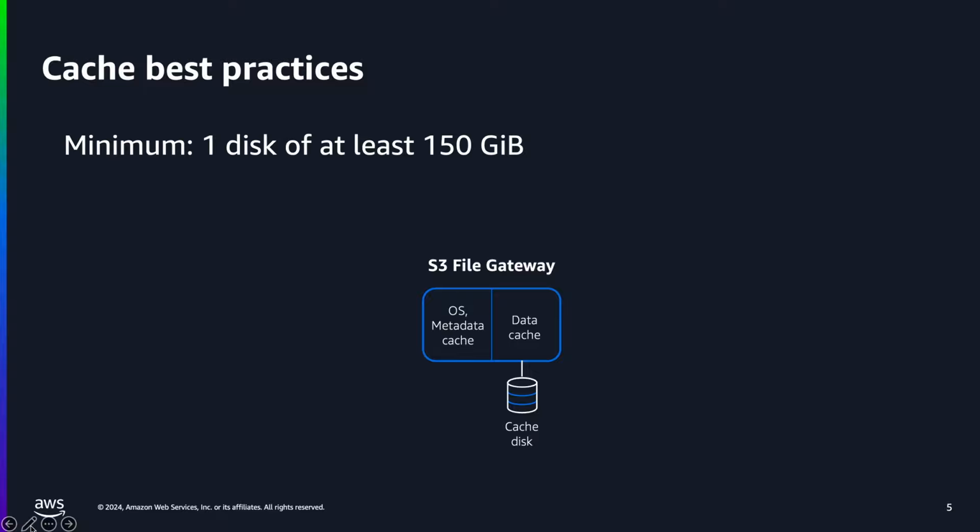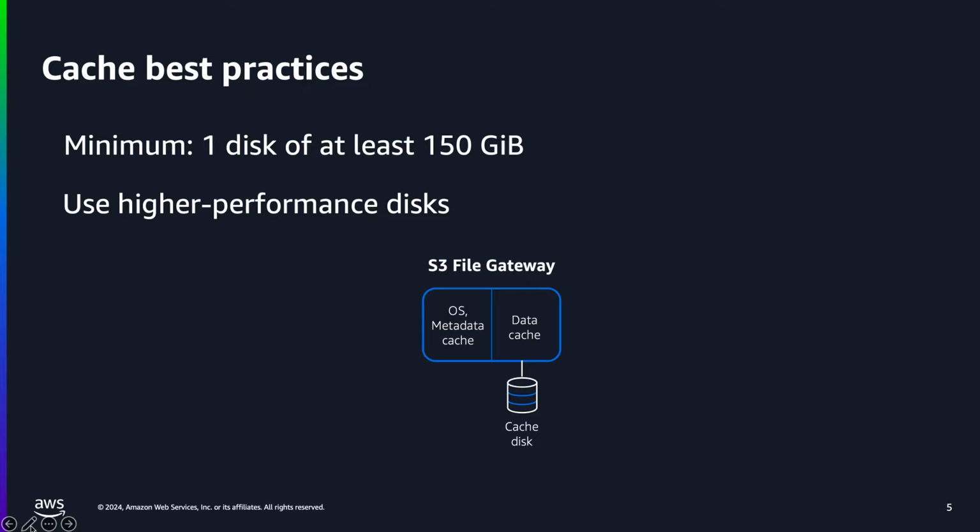For cache, at a minimum, you will need at least one disk of 150 gigabytes. This is the default value for the cache disk. For best performance, the cache disk should be large enough to cover the size of your active working data set. The amount of cache can always be increased, so starting small and increasing as needed is often the most cost-effective approach.